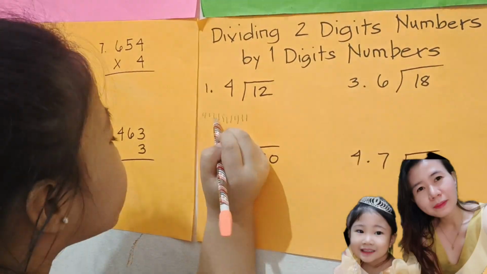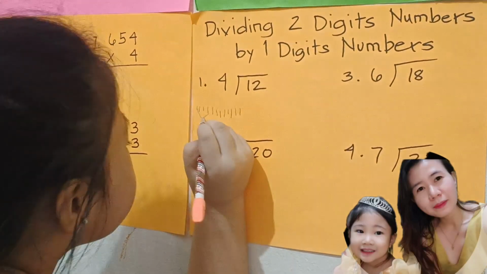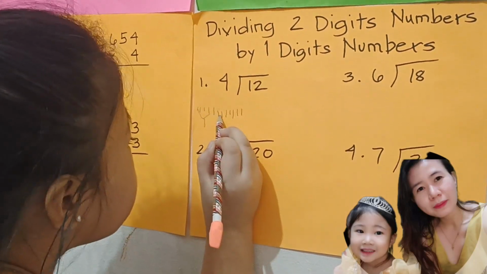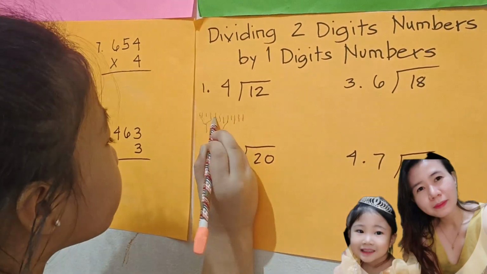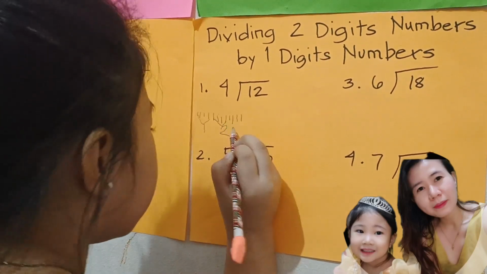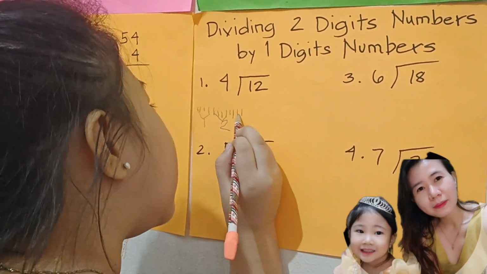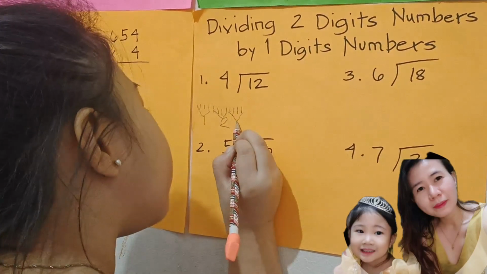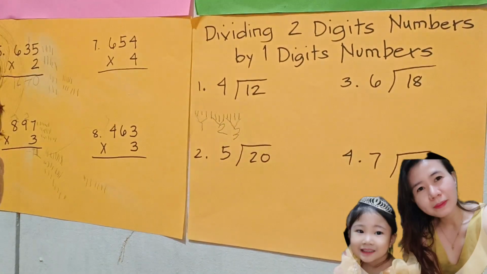12. 1, 2, 3, 4. 1. 1, 2, 3, 4. 2. 1, 2, 3, 4. 3.